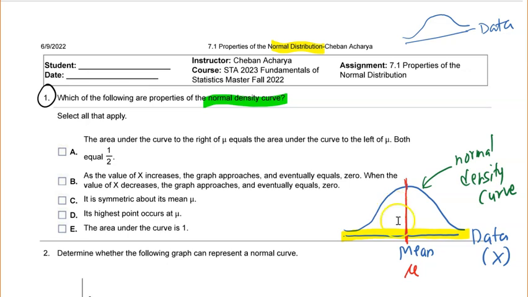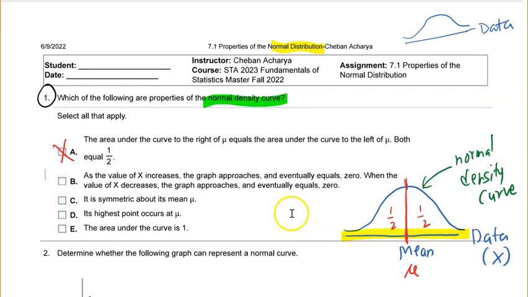Therefore, this area corresponds to half the area. It's the half area. If you add both, the total is going to be 1. Therefore, the first part, A, is a correct answer. Select the ones that apply. The area under the curve to the right of mu equals the area under the curve to the left of mu. Both equal half. That's the first answer, A.